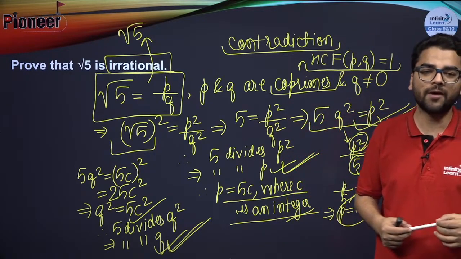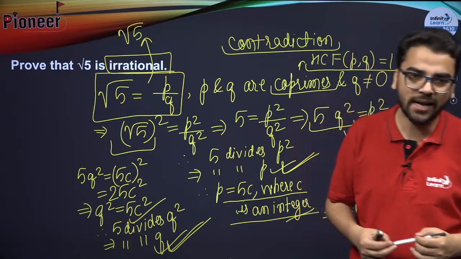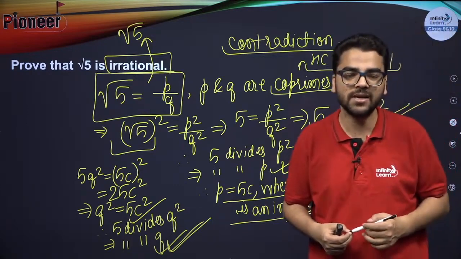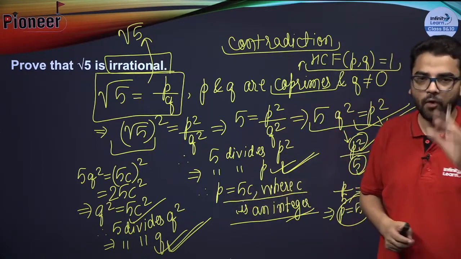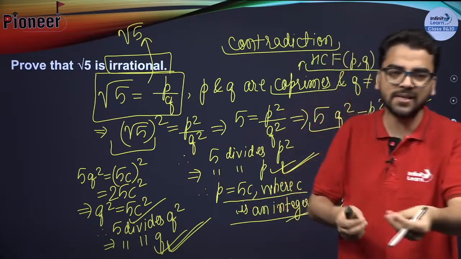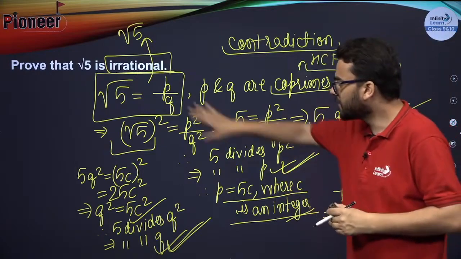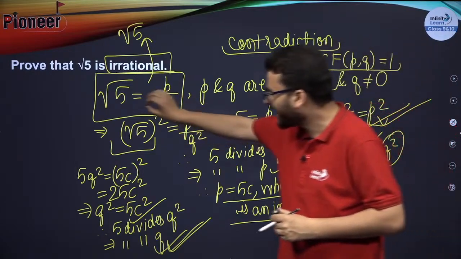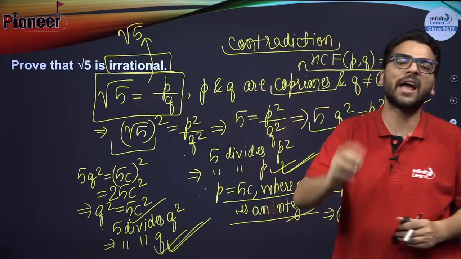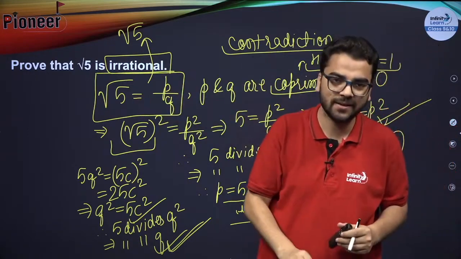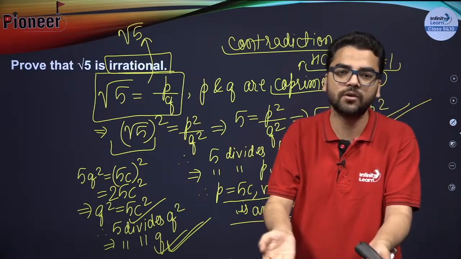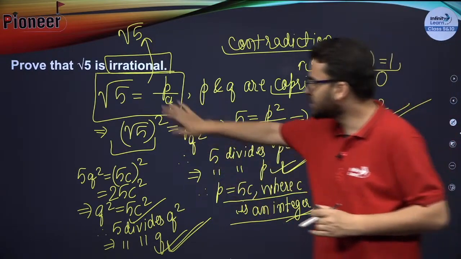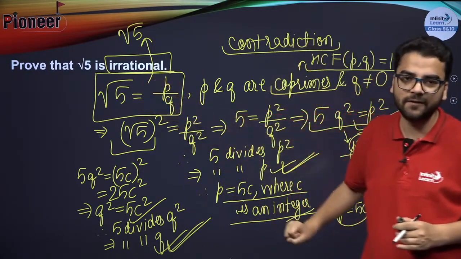So proof by contradiction you have to understand, and obviously you have to practice questions. You don't have to mug it up. Everything is logical over here. Obviously something or the other you have to remember. The first thing which you have to remember is to take root 5 to be a rational number in the first place. You know that it is an irrational number, but you have to assume its opposite. So you will assume that root 5 is a rational number in the first place.